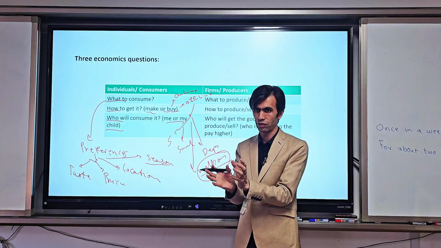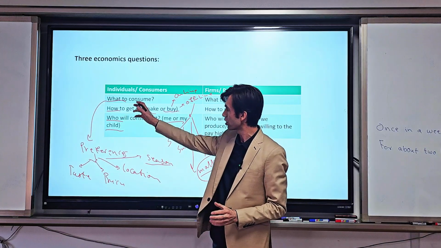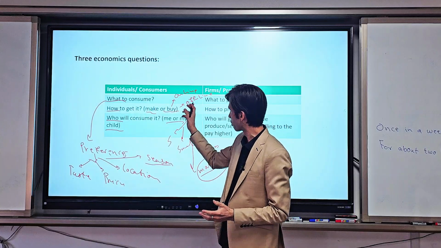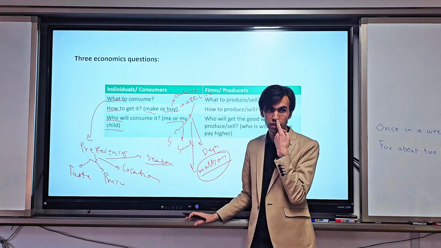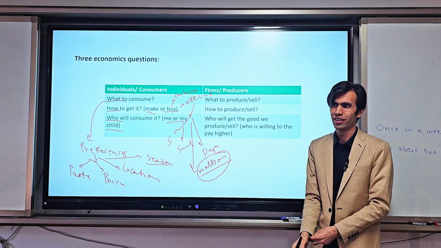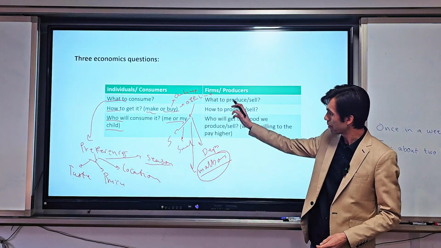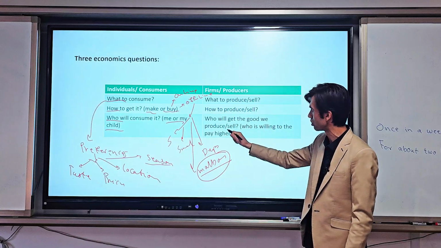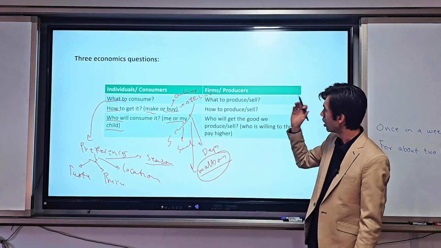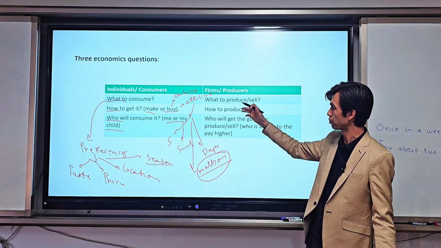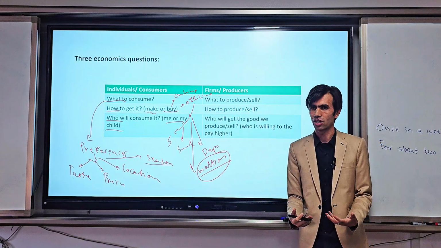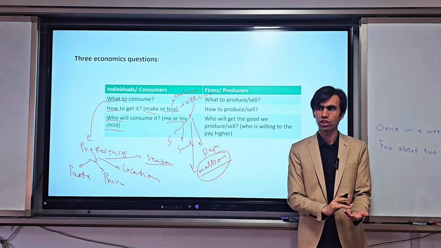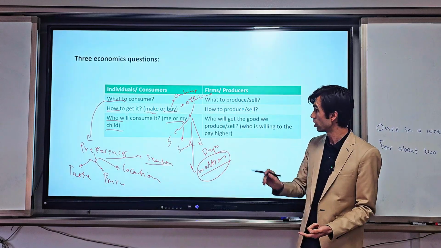There are different brands of milk, and I decide that we should buy this brand. I decide how to buy it from Coupang, but who will consume it? My child. I'm not consuming the baby milk. The same things apply for the producer: what to produce, how to produce, and who will get the good we produce. What to produce or sell matters because, on the producer side, some companies only sell. For example, CU, GS25, 7-Eleven, they only sell.